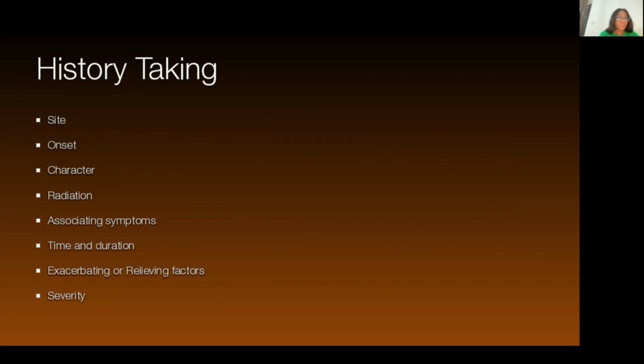Character, what's the quality of the pain? What type of pain? How would they describe the pain? They can describe it as a heavy pressure-like sensation or even a constricting-like pain, all right? This can also help with the differential diagnosis as well, because, for example, if it's a tearing pain, you might be thinking more of an aortic dissection. If it's a pleuritic pain, you might be thinking more of pericarditis or pulmonary embolism. Radiation, we discussed that already.